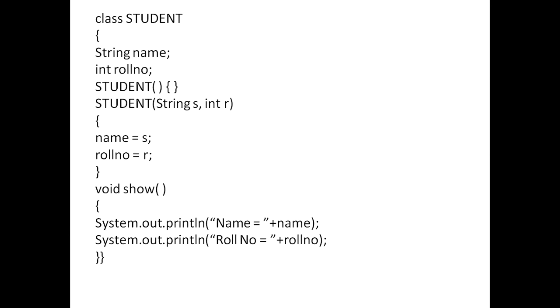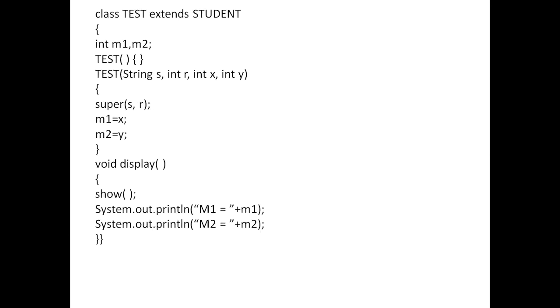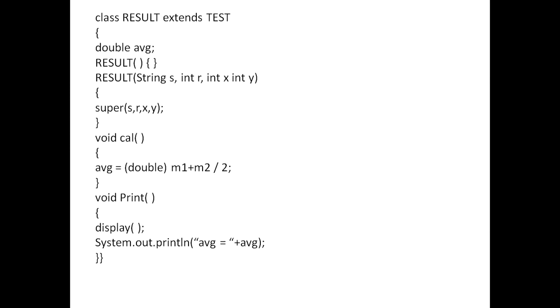So let's see an example of multi-level inheritance. We have a superclass called student, consisting of name and roll number. Then we have defined the constructor and a show function to display the name and roll number of the student. Then from this student class, we have derived a class called test, which consists of the marks obtained in the 2 subjects. We have defined the constructor, and then we have defined a method to display the marks obtained in the two subjects.